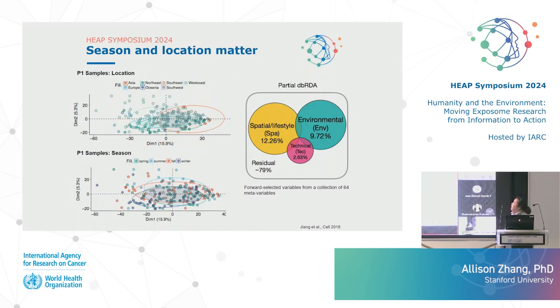So if we plot all the samples from P1 based on their location, we could see the samples from the same location clustered together. And if we do this for the season, we could see there are different clusters for each season as well. We do a variation partitioning analysis, and it reveals that the lifestyle and environmental factors are the top two that affect the exposome composition.